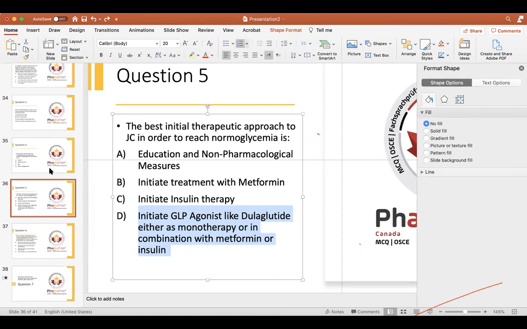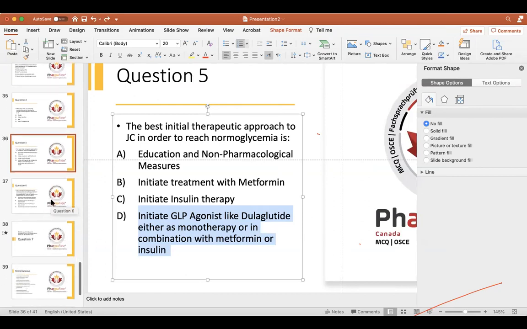Perfect. Okay, so this is for your knowledge. Mariam is asking, but can we start with it if there is no GIT problem? Yes. If there are no other overlapping side effects, yes, you can start with it. If there is a benefit like cardiovascular benefit or weight loss, or something like that, even apart from that, yes, GLP-1s, you can start with them as a monotherapy or in combination with metformin.